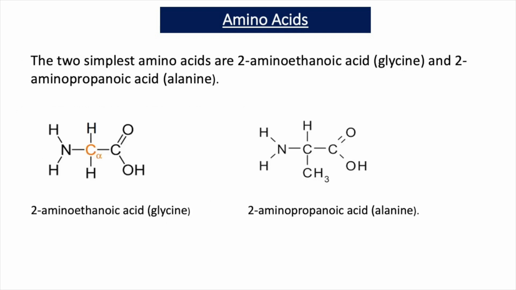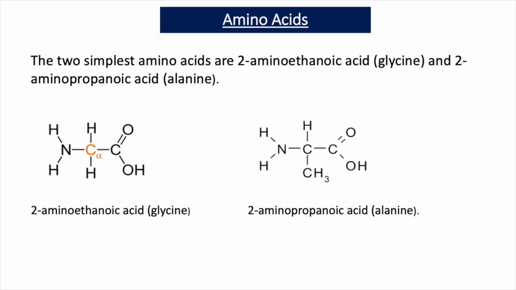Now, the two simplest amino acids are 2-amino ethanoic acid, which is commonly known as glycine, and 2-amino propanoic acid, which is commonly known as alanine. And you can see I've drawn the structures of these two amino acids on this slide.